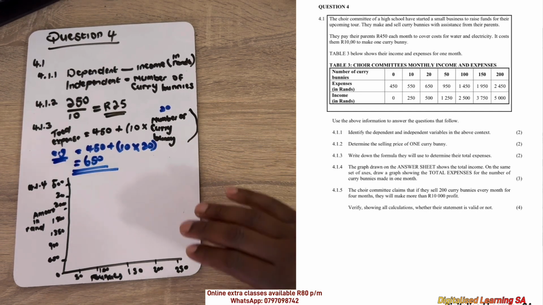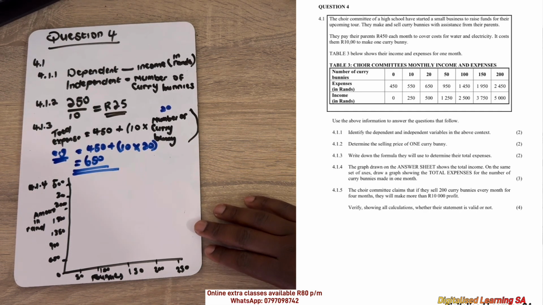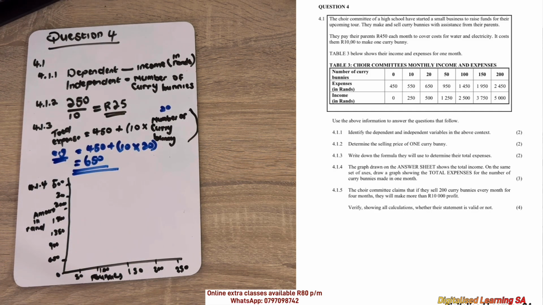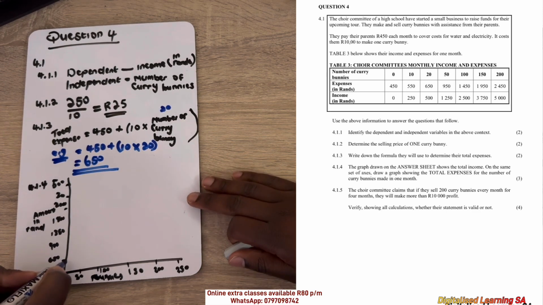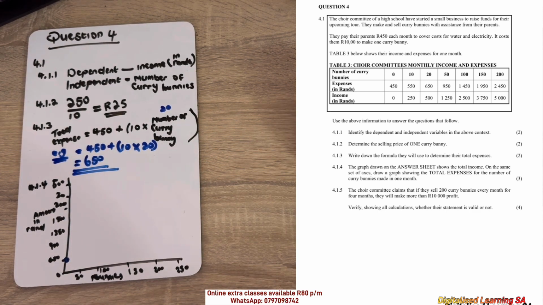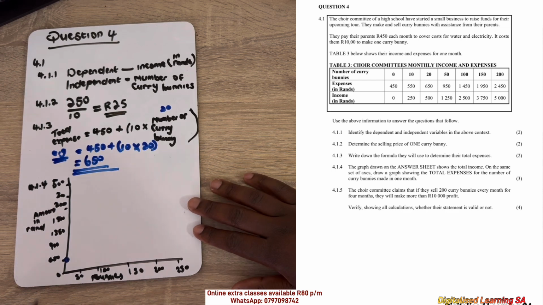Okay, so we just go to our table to get the figures that we need to plug. So we know that when we have 0 bunnies, our expenses will be 450. Meaning that we need to write a point here. And then when we have 10 bunnies, our expenses will be 550. So we can say 550 somewhere here. So that's how we do it. And then when we have 20 bunnies, our expenses will be 650. So we can just say 20 and 650.